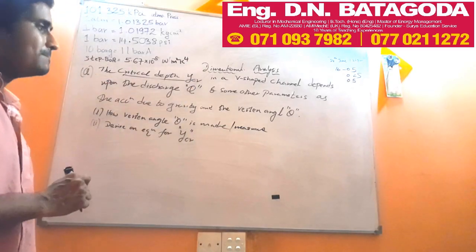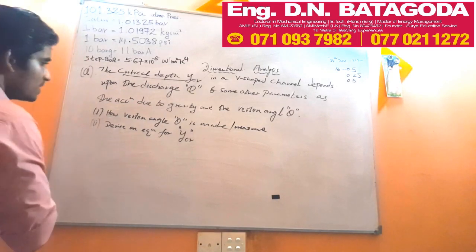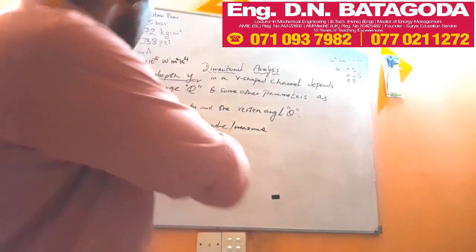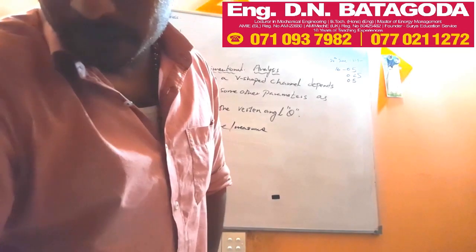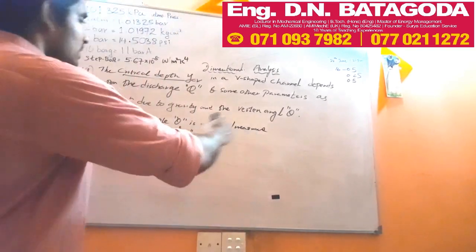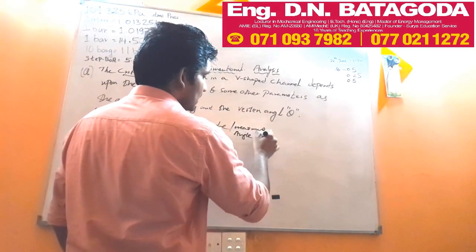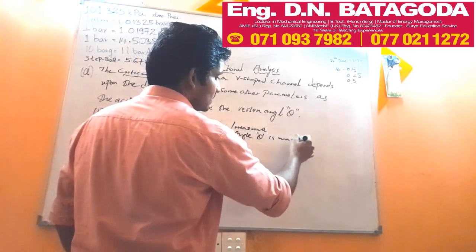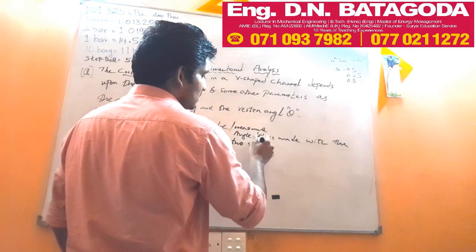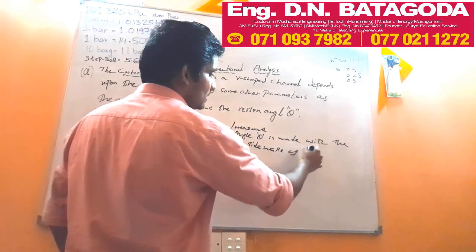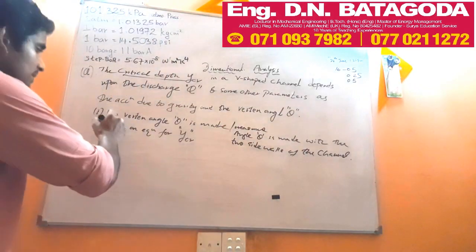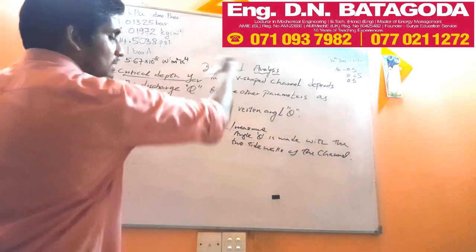Before that, we have to go to the first question. What is the first question? How the angle is made. So the answer is very simple. The angle theta is made by the two side walls of the channel. Okay, fine. Now the next part: derive an equation by using the knowledge in dimensional analysis.